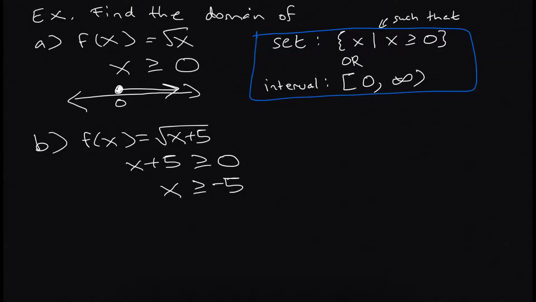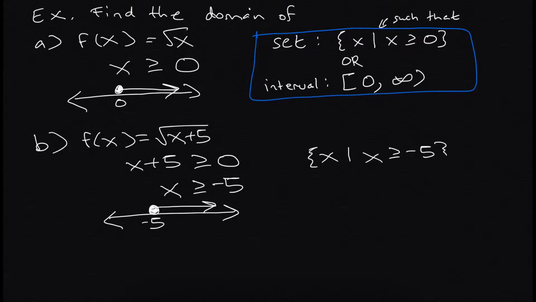You can start writing your answers now. If you want to draw a number line to help you write your answers, that's fine too. In this case, we need a -5 on that number line. It's equal to and greater than, so to the right and with a closed circle. So the set notation answer here would be x such that x is greater than or equal to -5. And the interval notation here would be bracket -5 to positive infinity.